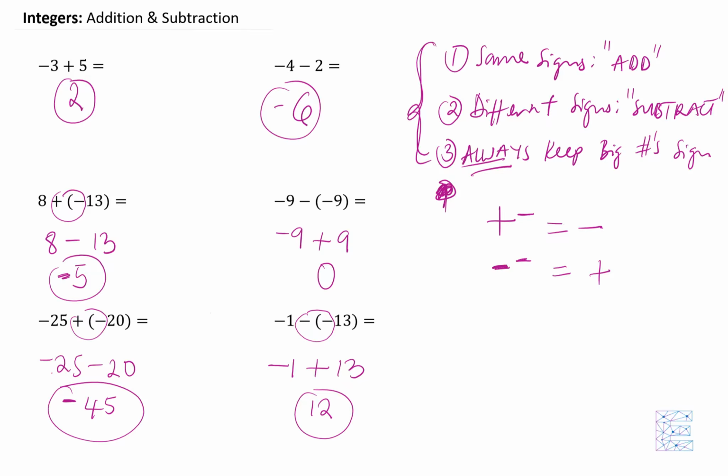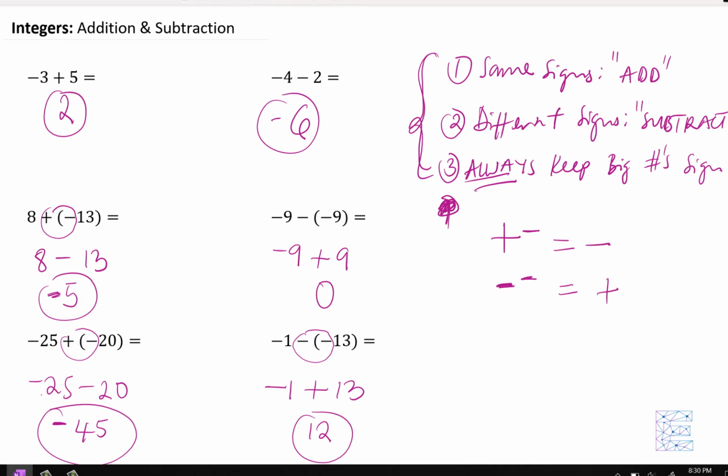And that concludes this lesson. So in conclusion, when you're adding integers, you're really looking at the signs before the numbers. If the signs are the same, you would add the numbers. If the signs are different, you would subtract the numbers. In both cases, you always keep the sign of the bigger one. Now, sometimes you'll have to clean up the problem a little bit before you look for the signs being the same or being different.